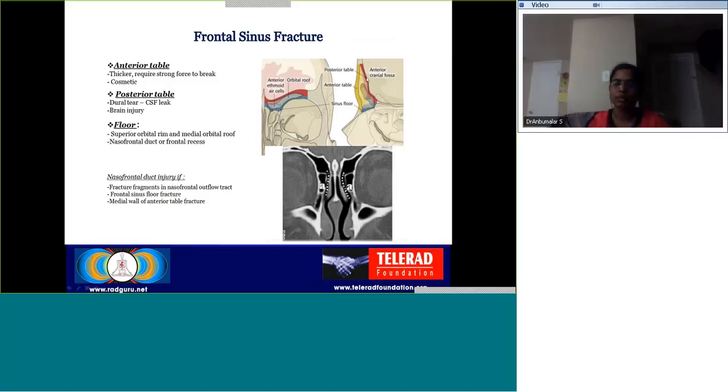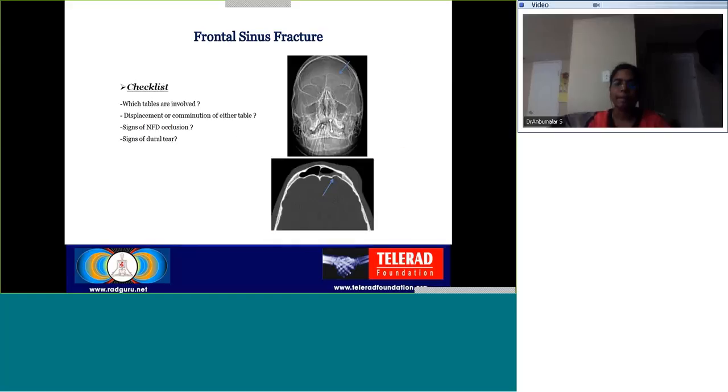But if the posterior table is injured, the dural tear is associated with this fracture, and the CSF leak can occur, and associated brain parenchymal injury is likely. The floor of the frontal sinus, if it is injured, the nasofrontal duct injury has to be suspected in all the cases of the frontal sinus fracture. So the checklist is we have to say whether it is the anterior table or the posterior table the frontal sinus is involved, and whether it is comminuted or displaced fracture fragments seen impinging on the brain parenchyma.